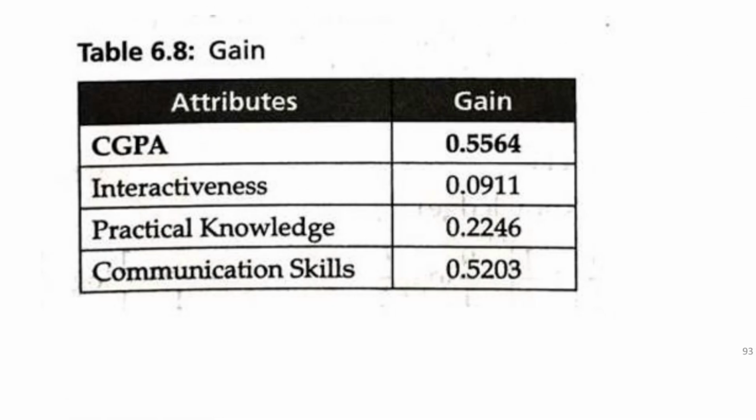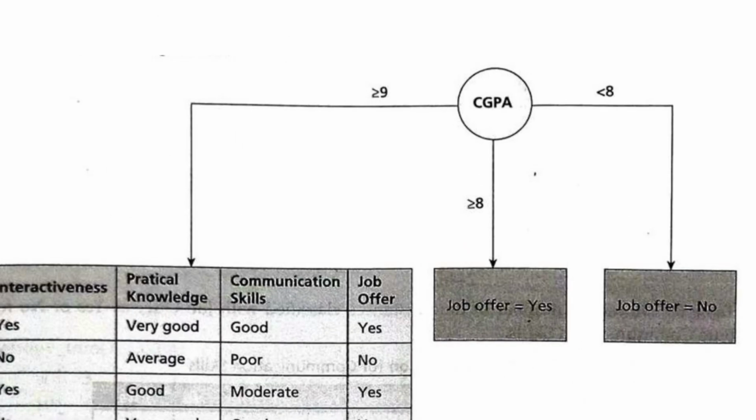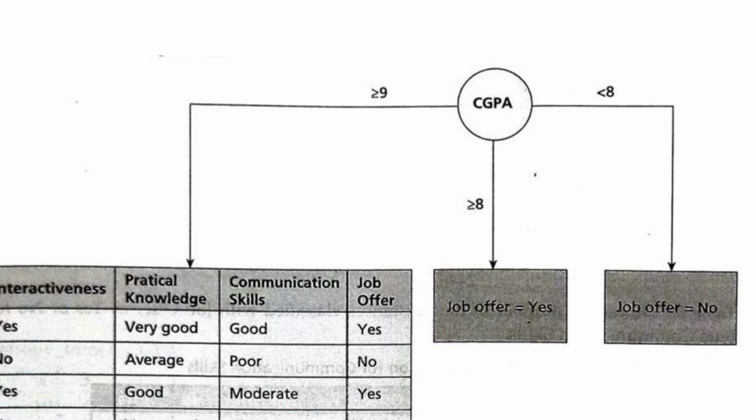Hope you have computed everything. The last part is that you decide which is the root. Here you choose the bigger value. CGPA has the highest gain, so that becomes the root. In that there are 3 branches: greater than or equal to, less than, like that. If less than 8, job offer is no. If greater than 8, no confusion at all. If CGPA is 8, you can refer to the table.